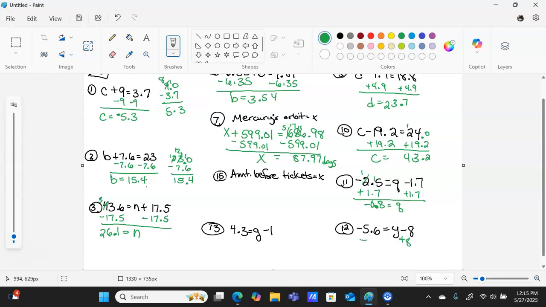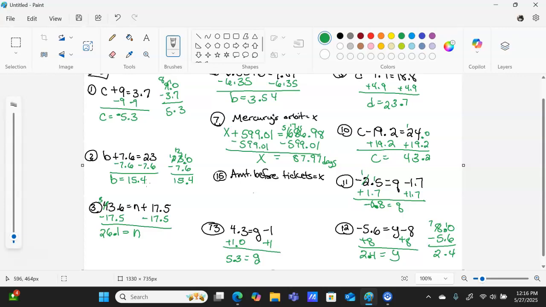Number 12 works similarly. This one I cannot do in place because the 5.6 is a smaller number than an 8. So put in a placeholder 0. I get 4, I get 2.4. The 8 is positive. It's the bigger number, so it's a positive 2.4. And then number 13, add 1 to both sides. Again, just make sure you line up your decimal. And we get G equals 5.3. You can put a placeholder 0 and a decimal in there if you want to.